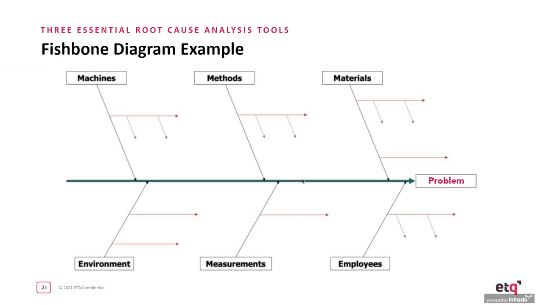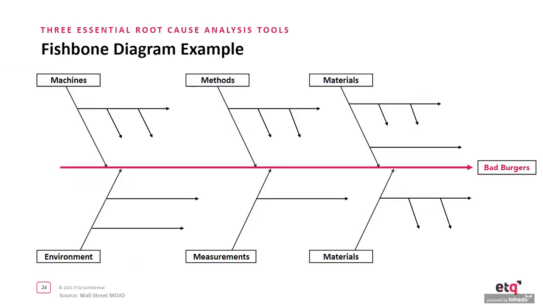So we have a problem that might occur, such as bad burgers, like this. So you can see that we have different categories that are defined here, and each of these is going to ultimately branch out where you can start identifying the cause. So the machines might be storage and cooking, and what could cause storage and cooking? Maybe poor hygiene or poor maintenance. So this allows you to build and continually branch out as far as you need to be able to help identify the root cause of the problem.